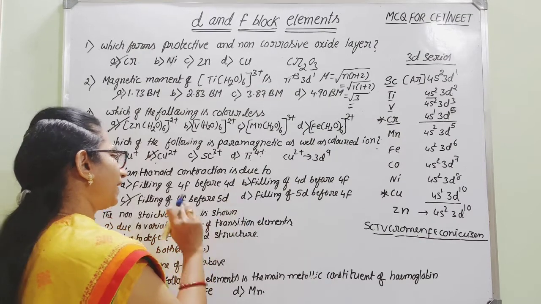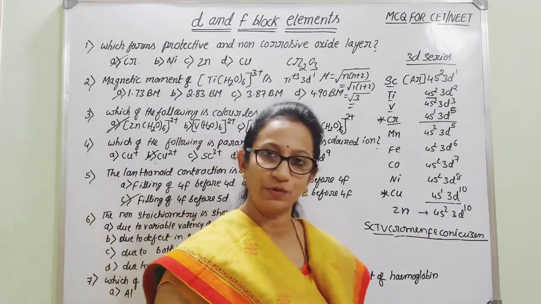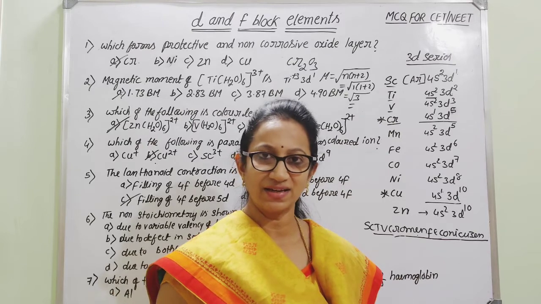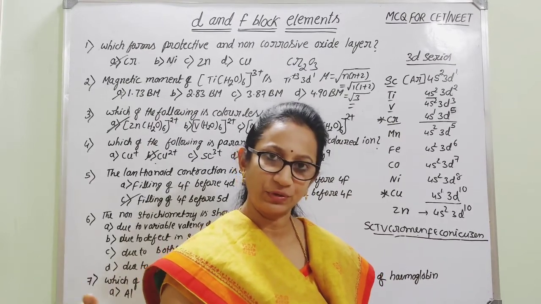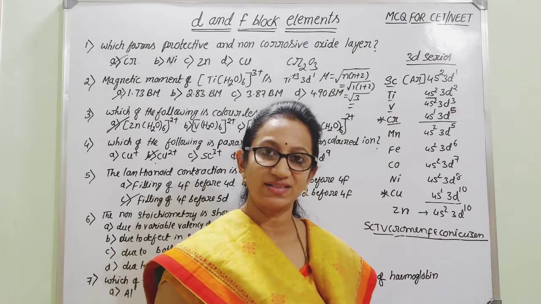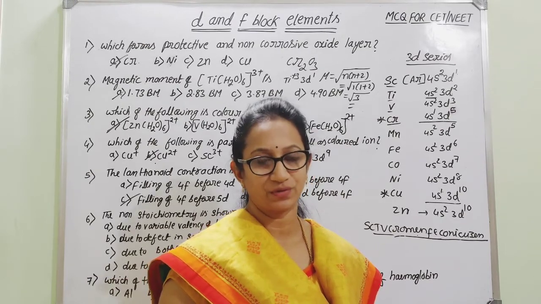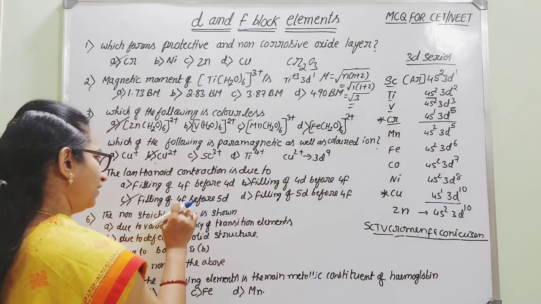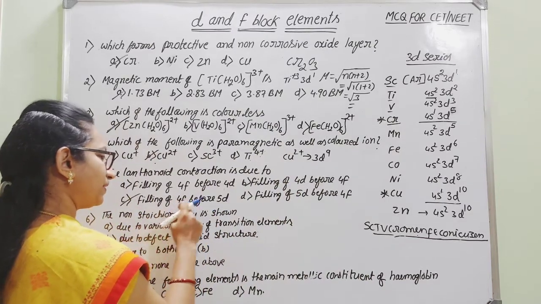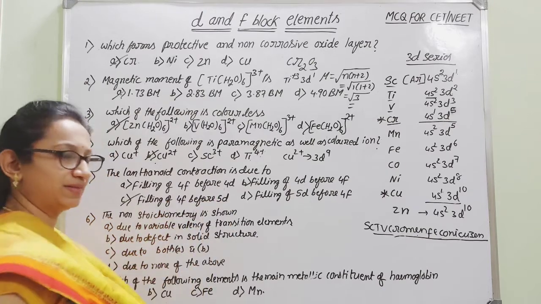So the electrons will be added to the 4f orbitals and there will be poor shielding effect, and it causes the contraction. The electron cloud will be attracted towards the nucleus, hence it causes lanthanide contraction. Got it? Therefore, lanthanide contraction is due to the filling of electrons in 4f orbitals before 5d orbitals.